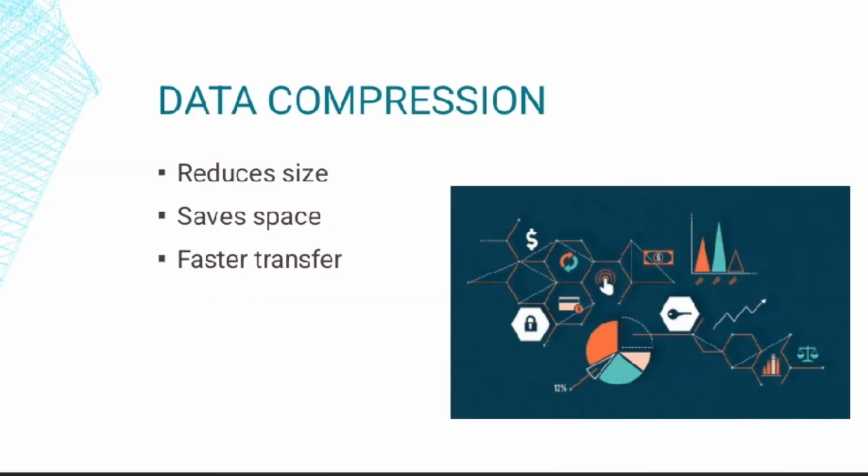Then next, data compression. Data compression reduces the size of a file. This saves storage space and allows faster data transfer. Compression is commonly used for images, audio, and video files.